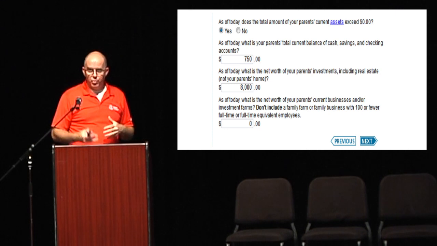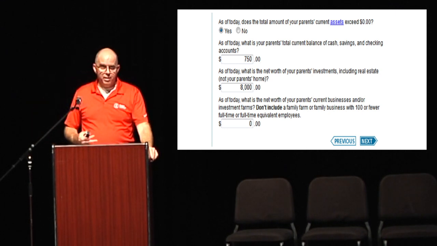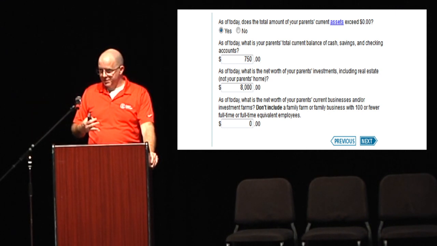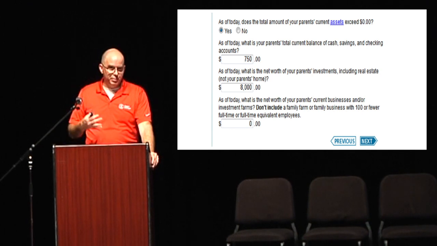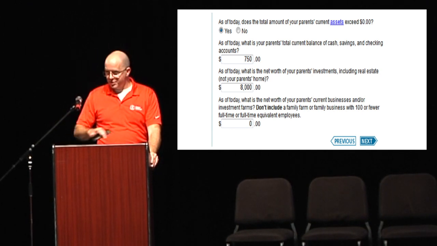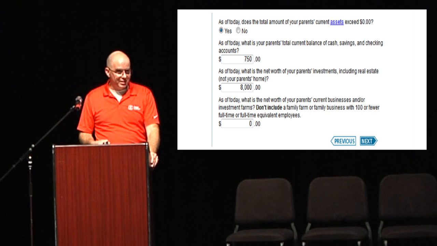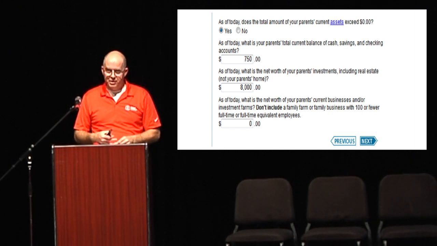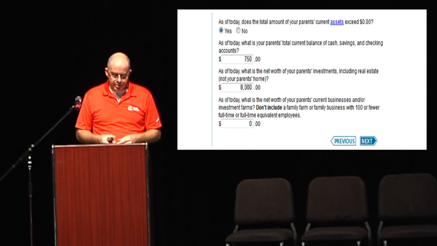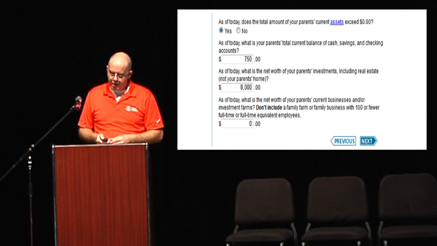Now, I just want to let you know, we just went through the parent income, asset, and investment section. There is a section that pertains to the student as well. The questions are identical. Due to time constraints tonight, we're not going to go through those. Just make sure you remember to answer those questions for your student as well.